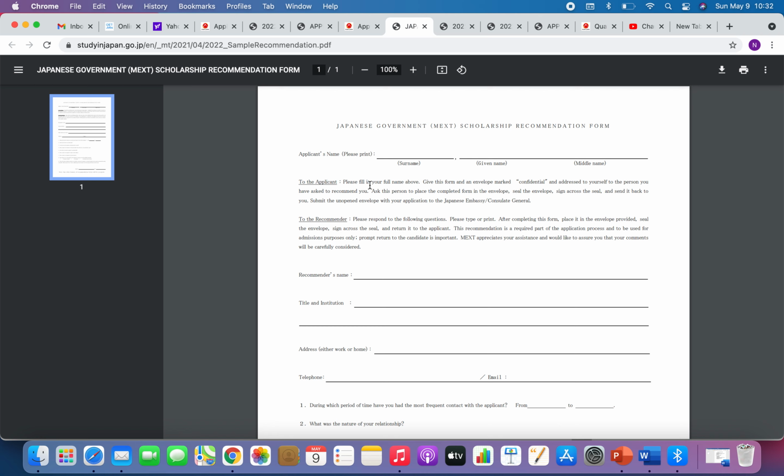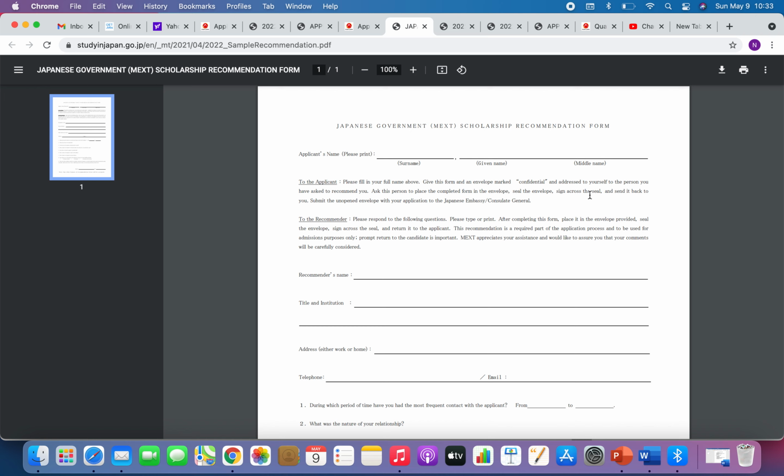Something that I want you to note is that if you're going to use this, then you should fill your name. As I said, give this form and an envelope marked confidential and addressed to yourself, to the person you have asked to recommend you. Ask this person to place the completed form in the envelope, seal the envelope, sign across the seal, and send it back to you. Submit the unopened envelope with your application to the Japanese embassy or consulate general. So whatever style you're going to use, it should be in a sealed envelope, and the person recommending you should sign across the envelope.